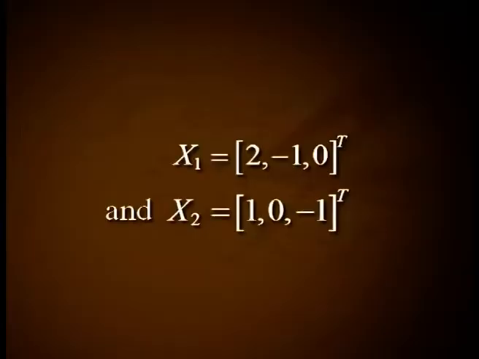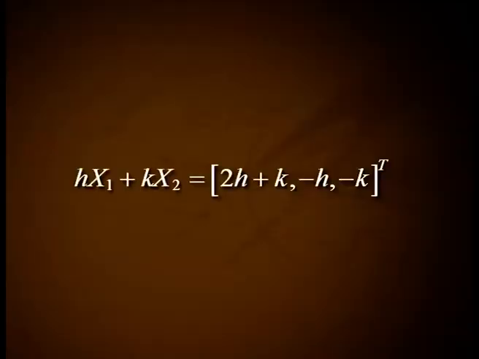by x1 equal to [2, -1, 0] transpose and x2 equal to [1, 0, -1] transpose. Every vector h into x1 plus k into x2, equal to the column matrix [2h + k, -h, -k] transpose, is a characteristic vector of A associated with the characteristic root lambda equal to 1.